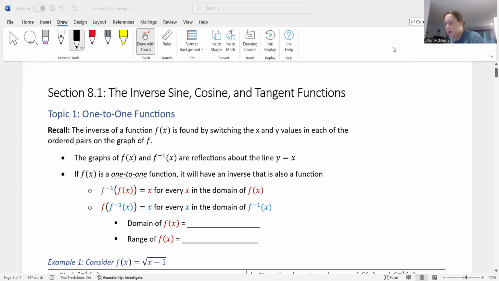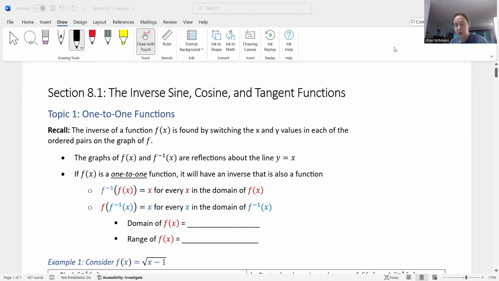Okay, for section 8.1, we're going to look at the inverse sine, cosine, and tangent functions. Before we even dive into this idea of inverse trig functions, we really need to take a trip down memory lane and go back and talk about a few things from Math 171. The first thing we need to understand is functions, their inverses, and something called a one-to-one function.